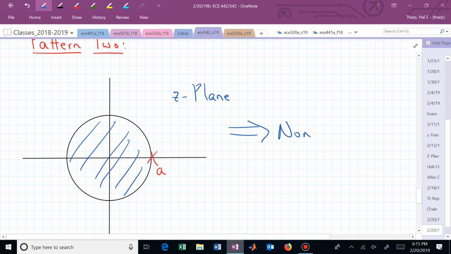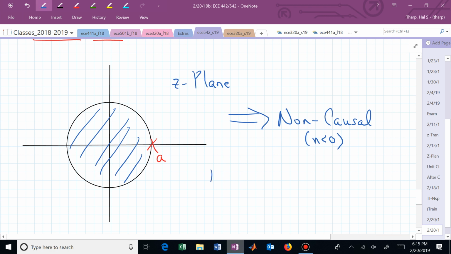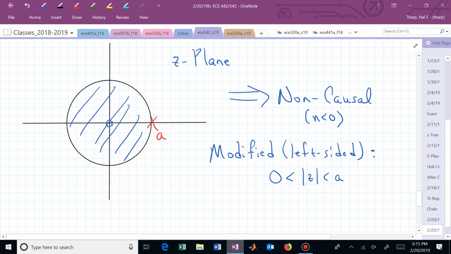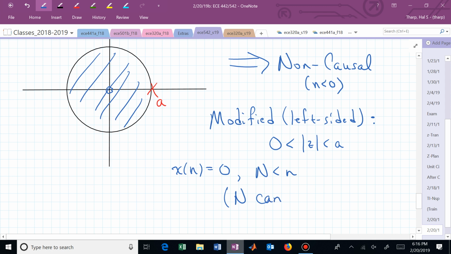This one's non-causal. And what if we modify it? The modification makes the time domain sequence left-sided, and that's when we don't include the origin in that region of convergence. So we've now removed that z equal to 0. And here, x of n is equal to 0 when, let's say, little n is bigger than capital N, and big N can be positive.